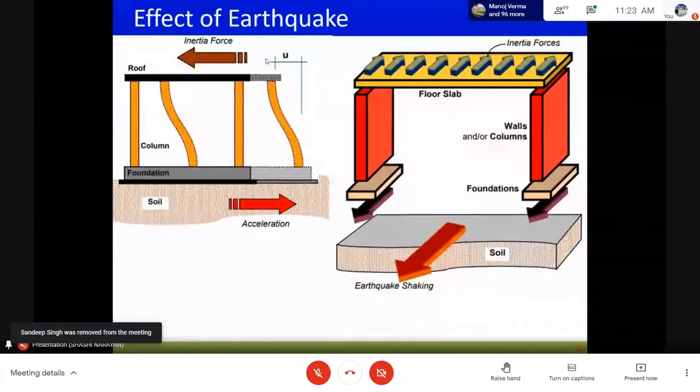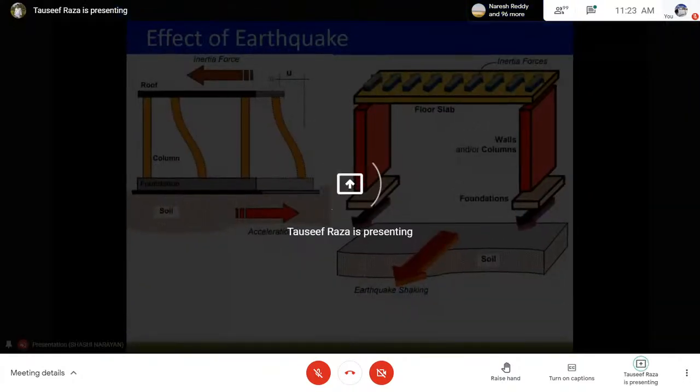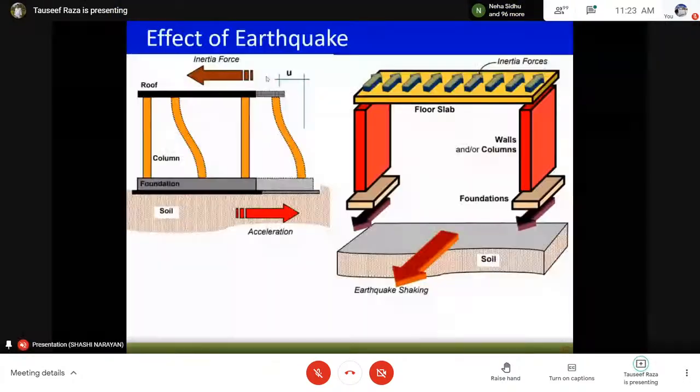The other two forces are our elastic force, that is due to the elastic stiffness of the columns, and the damping force. In addition to that, we'll have an inertial force coming into the picture because of the motion, and that inertial force will depend on the acceleration of the ground, that is, our earthquake shaking.